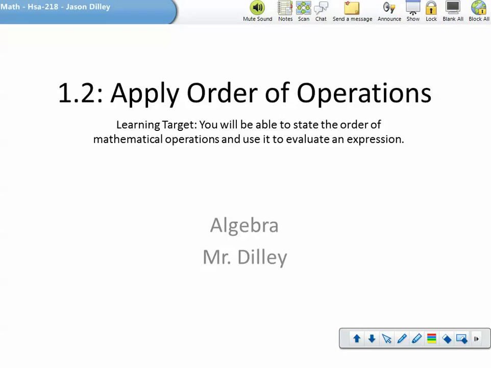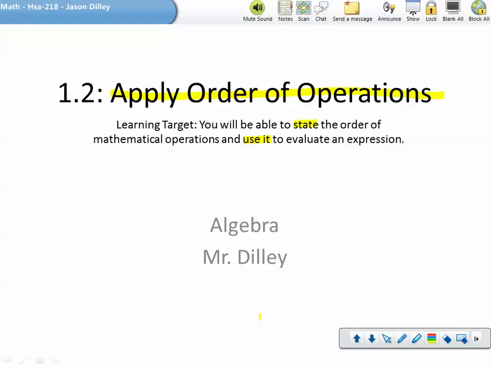This lesson is on applying the order of operations. We can highlight that. Watch this highlighter. We are going to apply the order of operations. Our target today, by the end of the period, by the end of this video, you will be able to state the order of mathematical operations and use it to evaluate an expression.